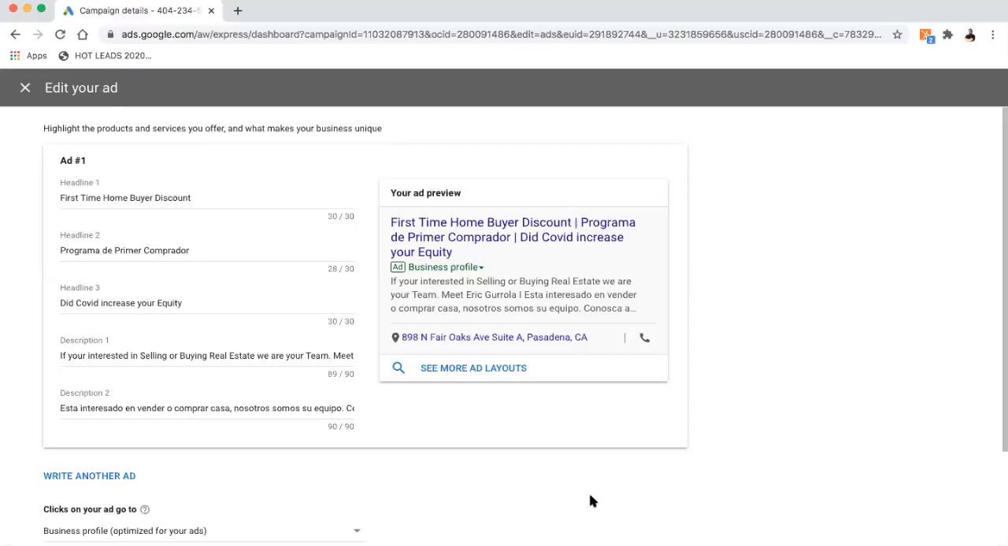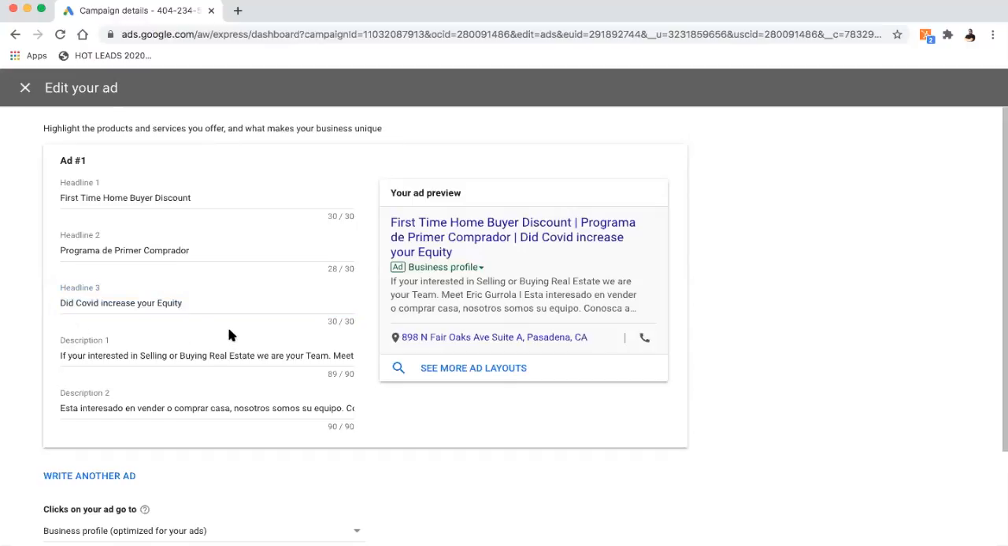that is the second headline, and it is the first-time home buyers program again, but this time we're saying it in Spanish. Third headline, we decided to go with, originally I had on there, do you want to sell your home? And we changed that to, because of the current pandemic and COVID-19, headline number 3 is now changed to, did COVID increase your equity? Cool.